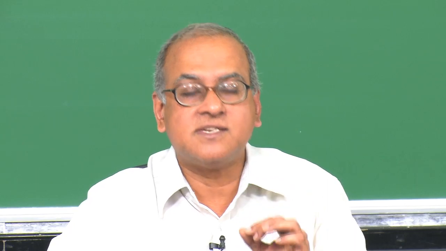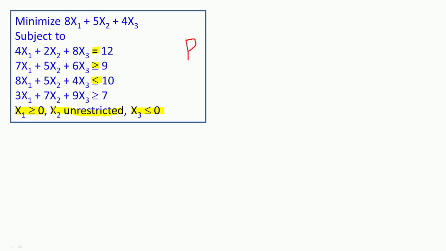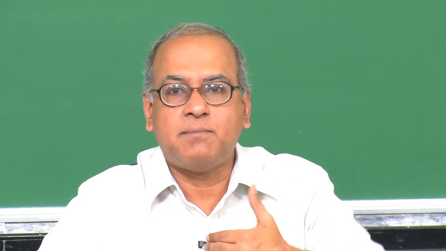So, we first consider the variables. Now, x1 greater than or equal to 0 is fine. The unrestricted variable is now replaced or substituted with difference of 2 variables, which we call x4 and x5. So, x2 becomes x4 minus x5, and x3, which is a less than equal to variable, is now replaced by minus x6, so that x6 is greater than or equal to 0.